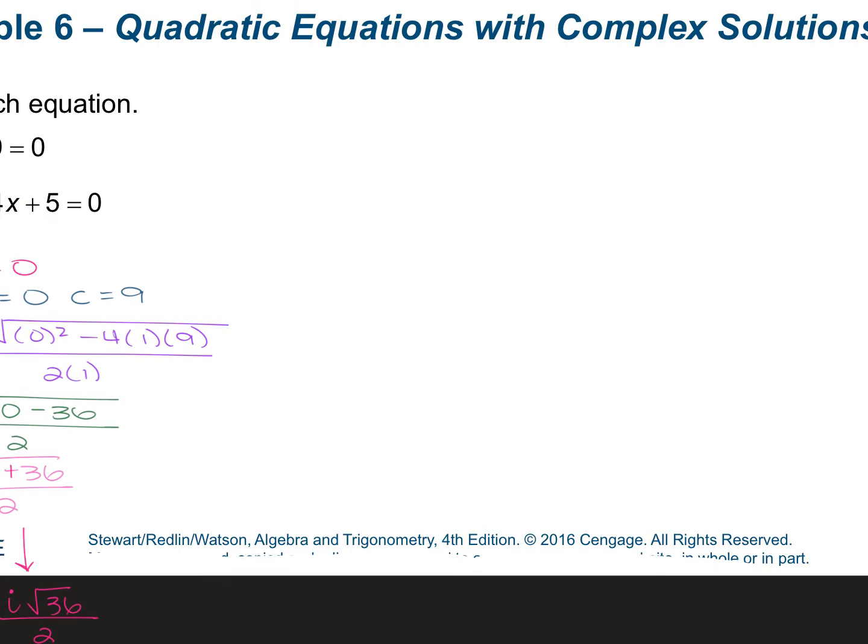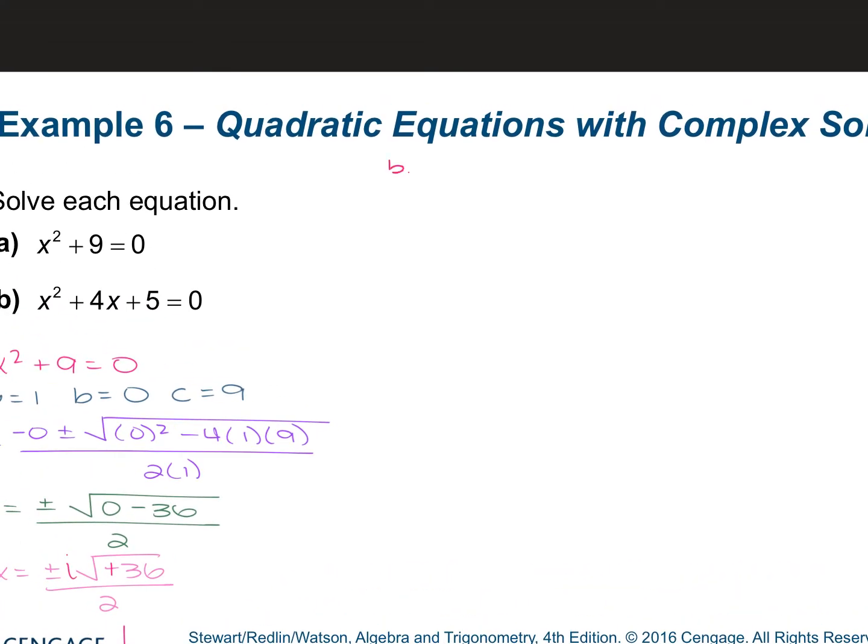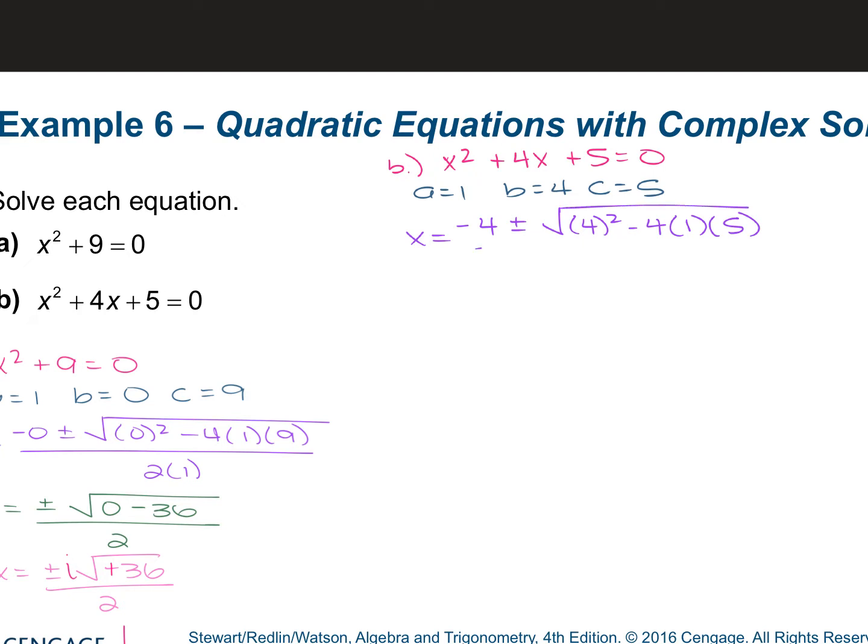For example B, we have x squared plus 4x plus 5 is equal to 0. So for this one, our a is 1, b is 4, c is 5. So plug that into your quadratic formula. We're going to have the opposite of 4 plus or minus the square root of 4 squared minus 4 times 1 times 5 all over 2 times 1.